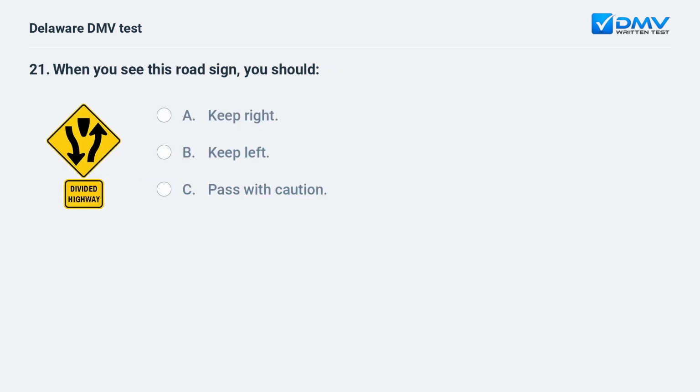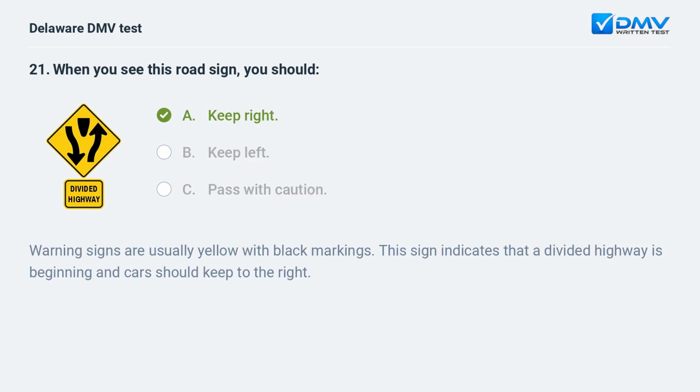When you see this road sign, you should: A. Keep right. B. Keep left. C. Pass with caution. A. Keep right. Warning signs are usually yellow with black markings. This sign indicates that a divided highway is beginning and cars should keep to the right.